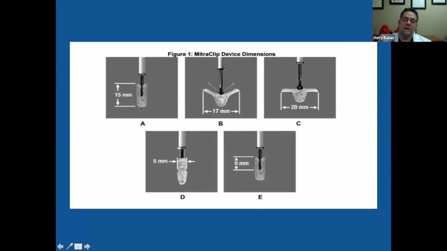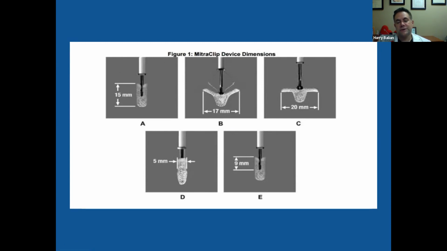We navigate this across the intra-atrial septum to the left atrium. We partially open the clip wings, and these are the grippers. We advance this across the mitral valve, and then we line it up so it's sitting right where the regurgitation is, and then we drop the grippers, so now the valve leaflets are sandwiched between the grippers and the actual mitral clip. Then we close the mitral clip tight, and then we assess the actual mitral valve regurgitation.